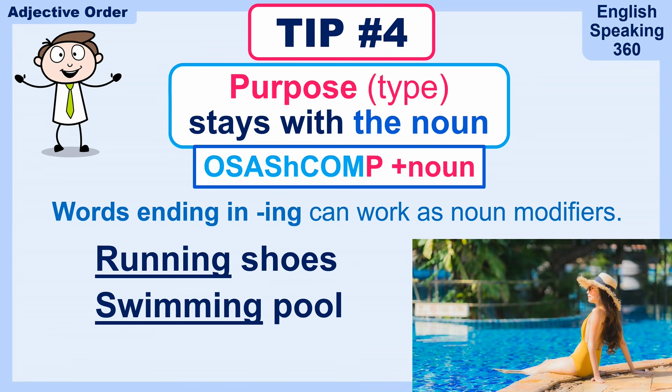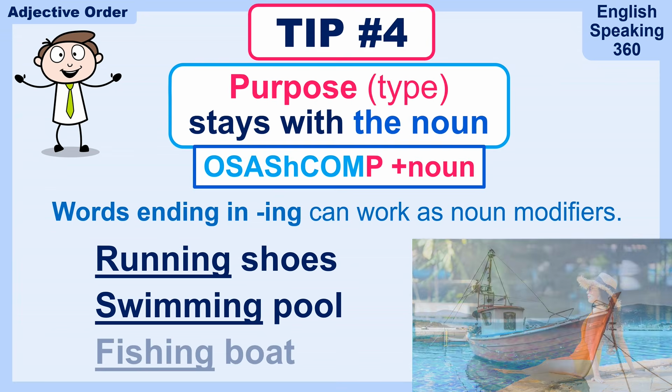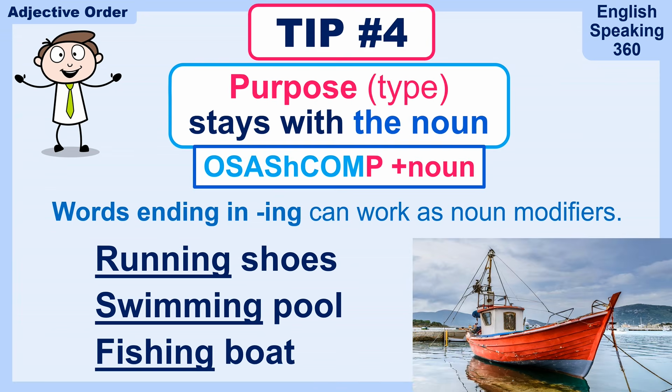Swimming pool, same thing here. What kind of pool? It's a pool for swimming. It's a swimming pool. Fishing boat. What kind of boat? A boat for fishing. So even words in ing can be seen as adjectives. They are not really adjectives, but they modify the noun. So they can describe the purpose, the P in the OSASCOMP rule.